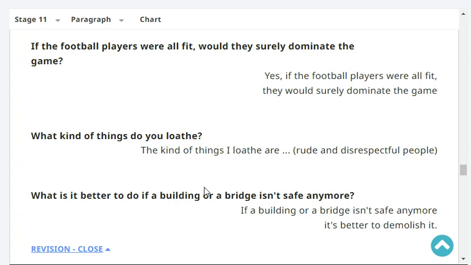What kind of things do you loathe? The kind of things I loathe are cockroaches. Very good. Yucky, right?